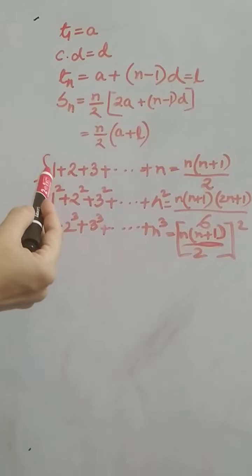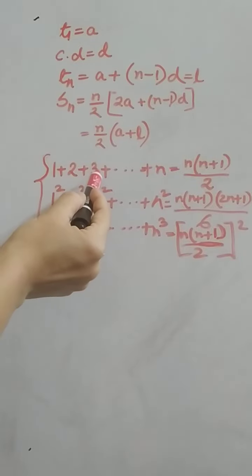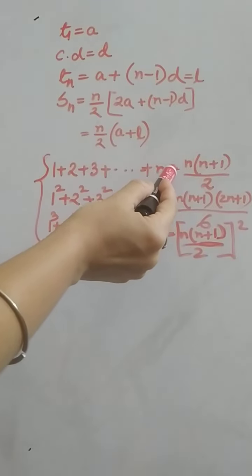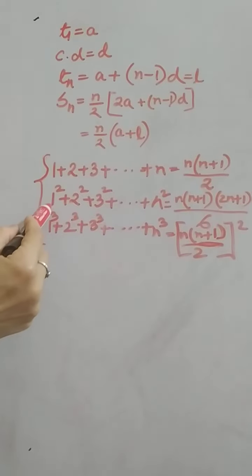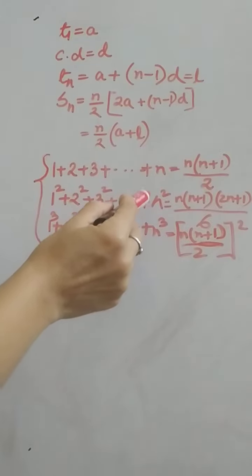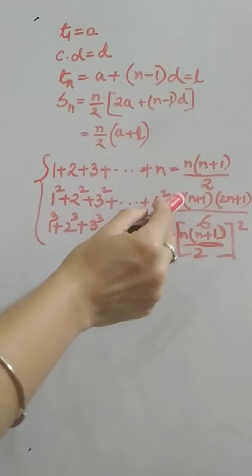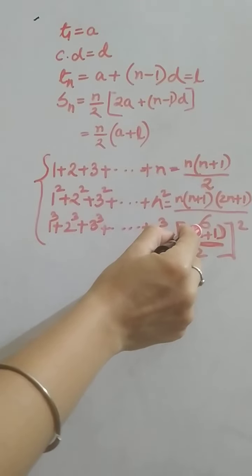Those are the sum of the first n terms, which is 1 plus 2 plus 3 plus dot dot dot plus n, equal to n into (n plus 1) by 2. The second one was 1 square plus 2 square plus 3 square plus dot dot dot plus n square, equal to n into (n plus 1) into (2n plus 1) by 6.